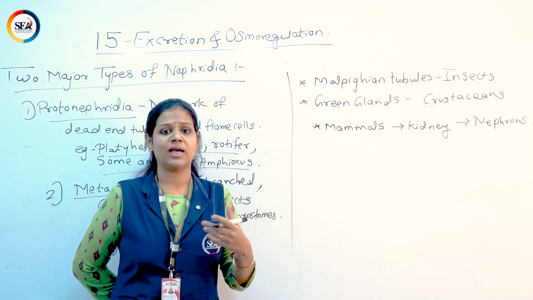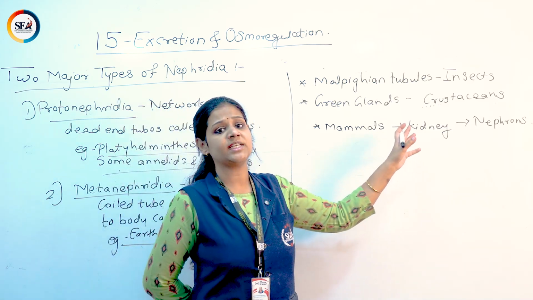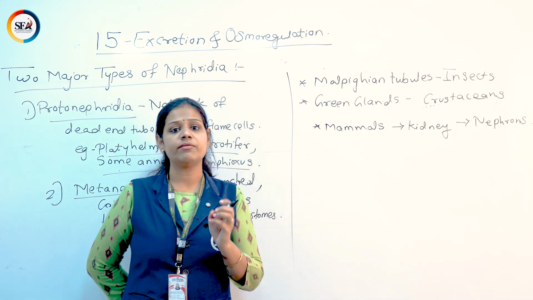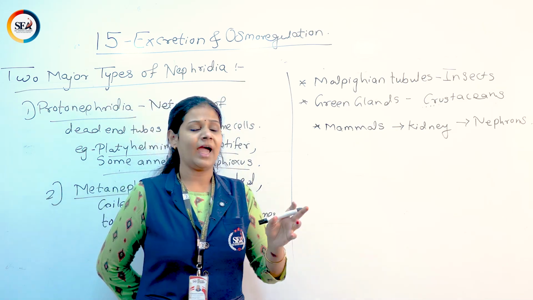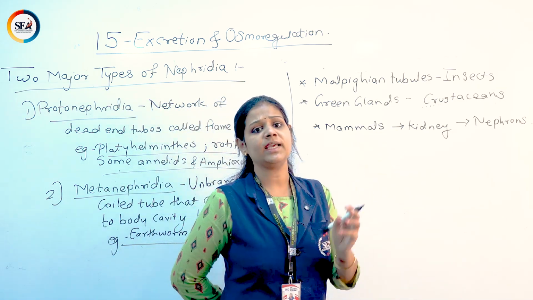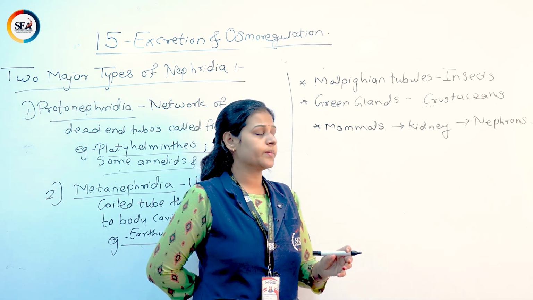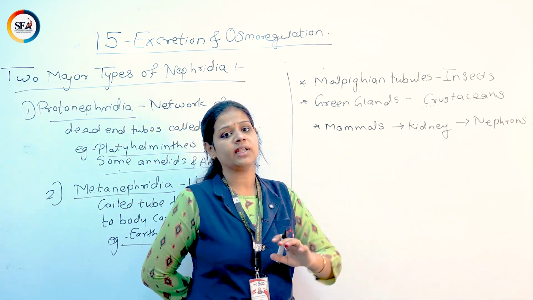In mammals, for example, in humans, we have a special organ called kidney which performs the function of excretion, and kidneys have the main basic structural and functional unit called nephrons for the excretion.